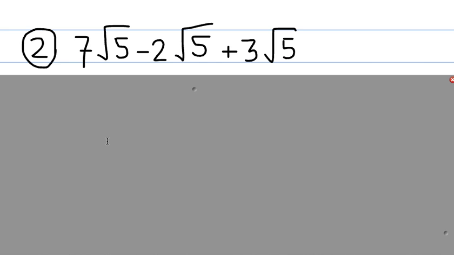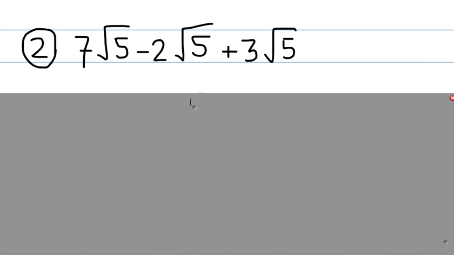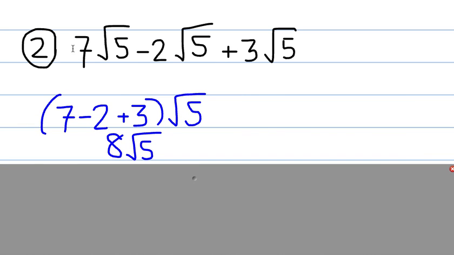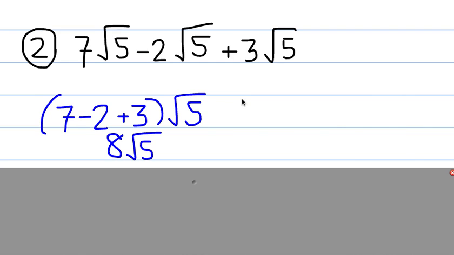Our next example is a little bit more challenging, but we're still using the same kind of concept. We see that all three of these terms have the square root of 5 in them, which means that they are like radicals. So similarly to the last example, we can combine 7 minus 2 plus 3 out front of the radical, just using the distributive property. And 7 minus 2 plus 3 is 8. And the square root of 5 can't be reduced anymore, so it's just 8 times the square root of 5.